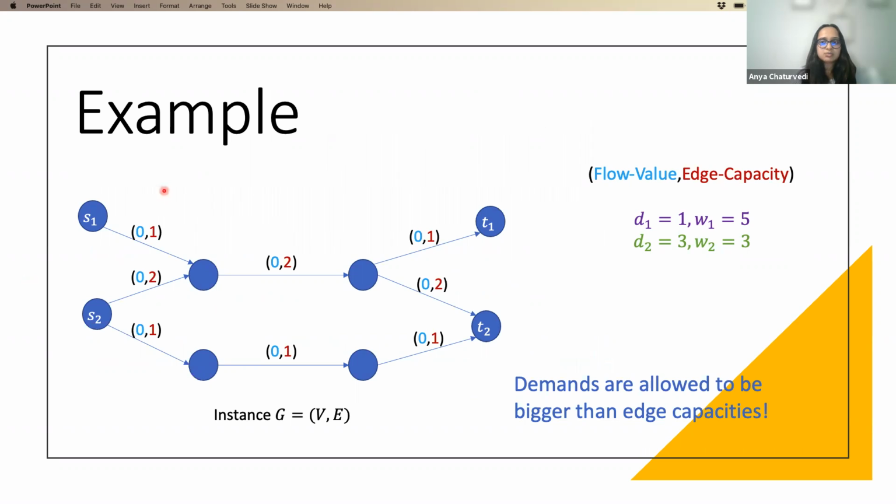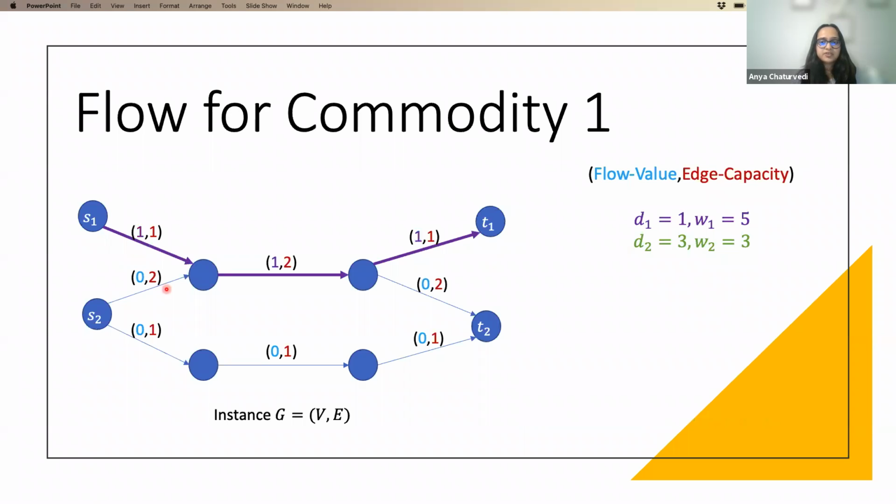Here, we have two commodity pairs. Each edge is labeled with two numbers, where the flow on each edge is given in blue and the edge capacity is given in red. Notice that each commodity has an associated weight and demand, and we allow demands to be larger than the edge capacity. Here, we have highlighted the flow after routing commodity 1. One unit of flow exits S1 and arrives at T1. Likewise, we have highlighted the flow after routing commodity 2 and notice that the total demand has been split among multiple paths due to the capacity limits. This is something we permit.